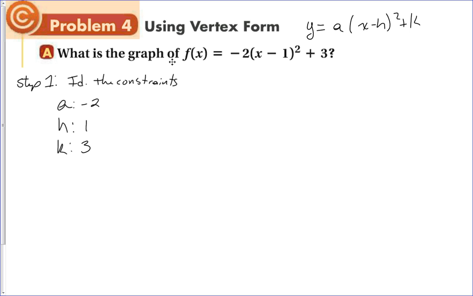One more thing we need to look at is up here, since a is less than 0, we know our parabola opens downward. Right, it opens down. All right, step 2, plot the vertex.